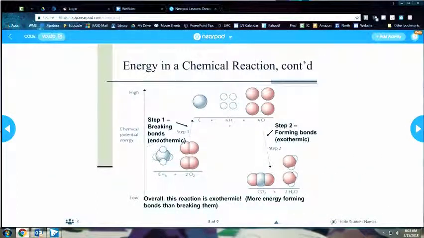So this graph really helps us kind of figure that out. If we look at step 1, right here is our energy level. So we're at a lower energy level. And so these are our reactants.